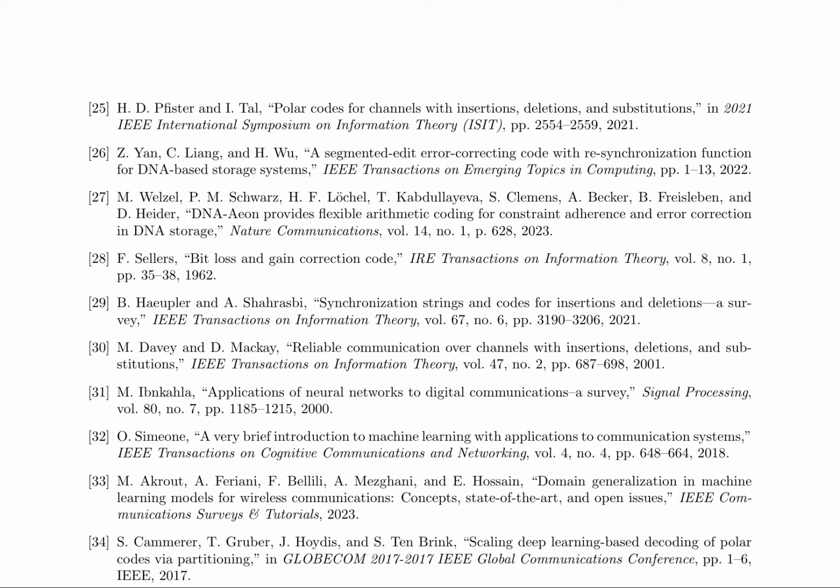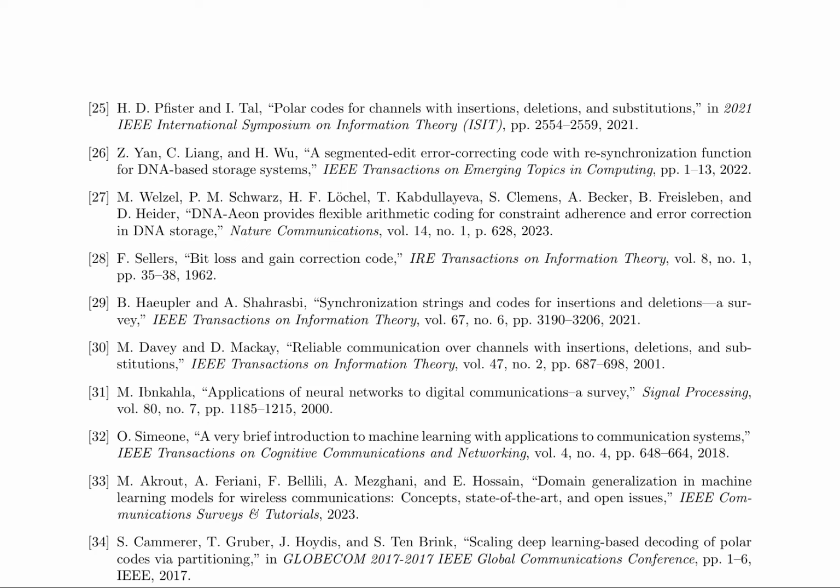The paper presents a comprehensive overview of the current state-of-the-art in error correction codes for DNA-based data storage, focusing on the use of machine learning techniques to enhance reliability and efficiency. It begins by discussing the challenges posed by insertions, deletions, and substitutions in DNA sequences, highlighting the importance of developing robust error correction methods. The authors then review various existing error correction codes, including polar codes, segmented edit error correcting codes, and synchronization strings. They also discuss the role of machine learning in improving these codes, citing examples such as deep learning-based decoding of polar codes and hypergraph network decoders for block codes.